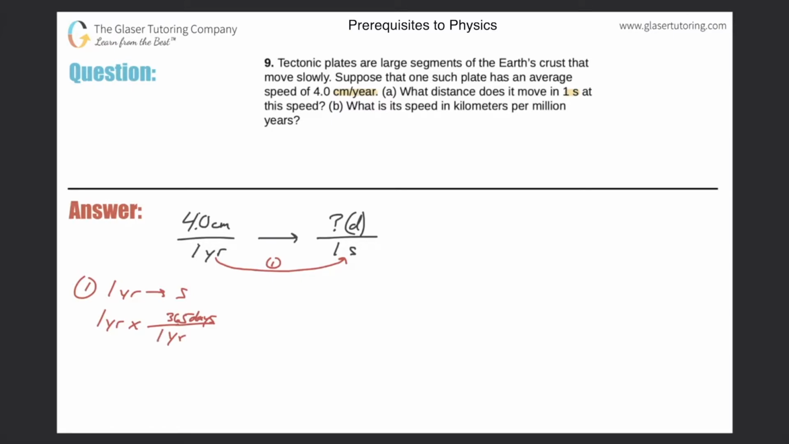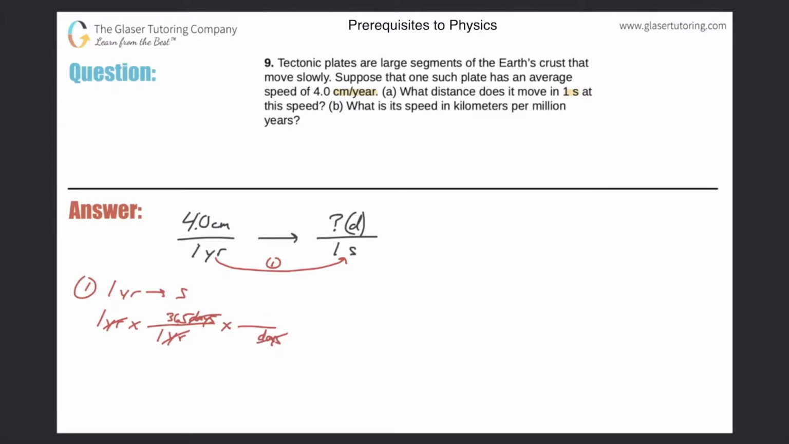So in 1 year, there are 365 days. So the years would cancel. That would tell me how many days there are. I know some of you might be saying, well, there's really 365 and a quarter days. That's true. I'm just going to simplify it here. So then I'm going to put days in the denominator because I need to get rid of it.